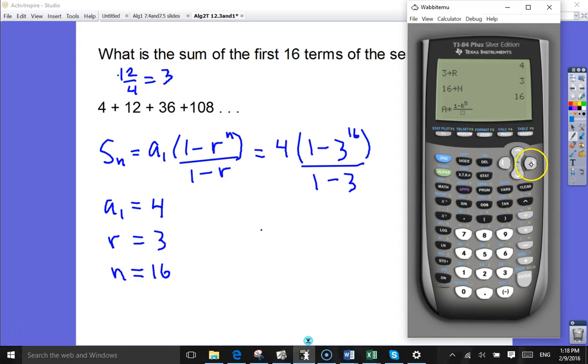Get out of that. The caret key right there, see that button right under clear? That's how you raise to any power. So hit that, and then go alpha N, which is on the log key, and then go 1 minus alpha R. Does that look right? A times 1 minus R to the N divided by 1 minus R. You hit enter. There's your answer.